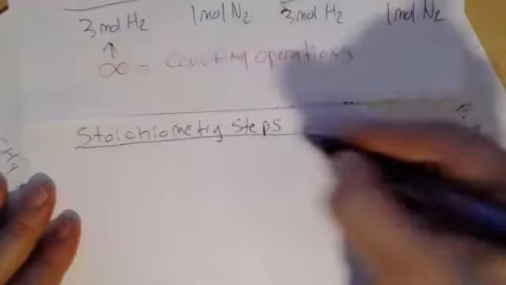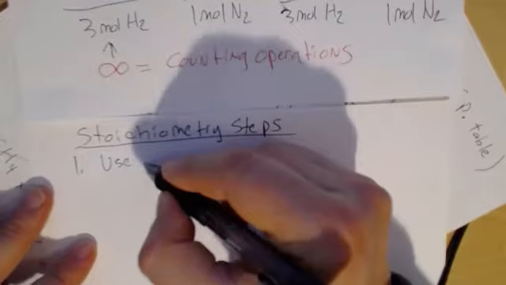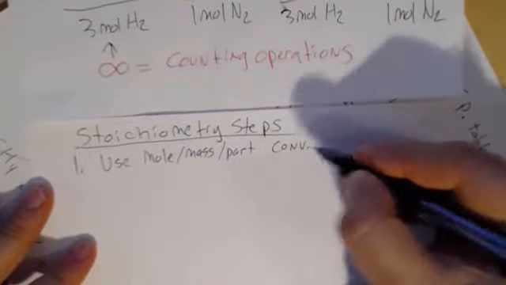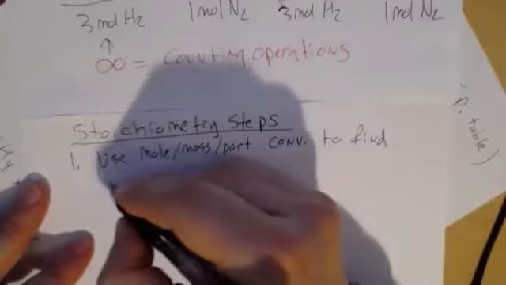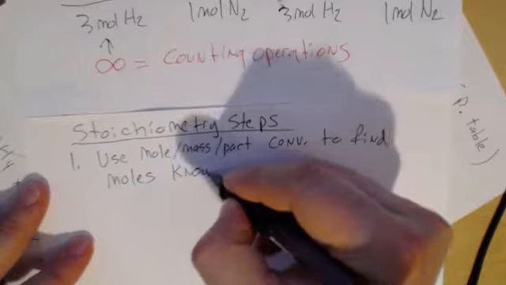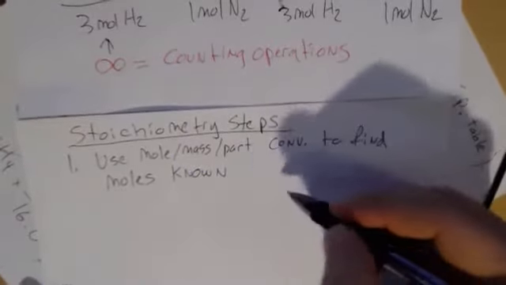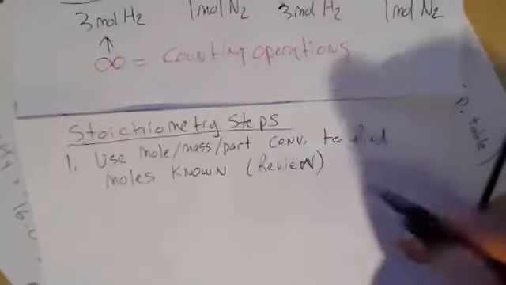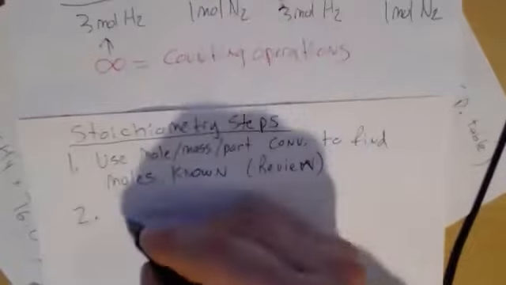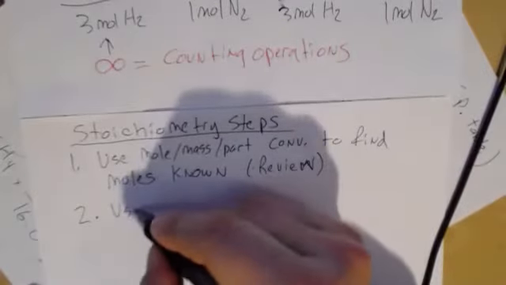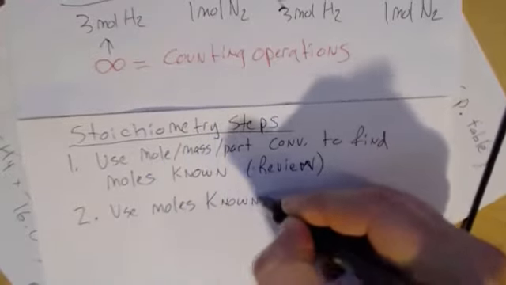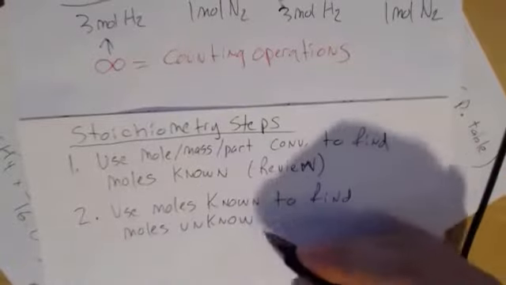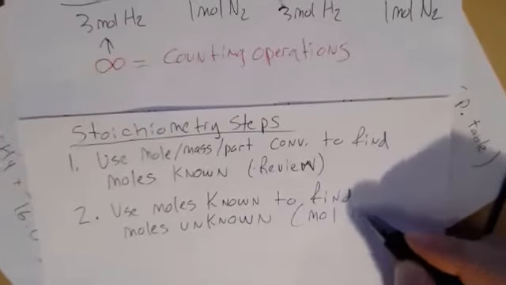Let me write it out. Step 1, use mole-mass-particle conversions to find moles of the known. That's the one they gave you information about. This is review technically. And step 2, once we found moles of the known, use moles of the known to find moles of the unknown. And this is using the new thing, the mole ratio.